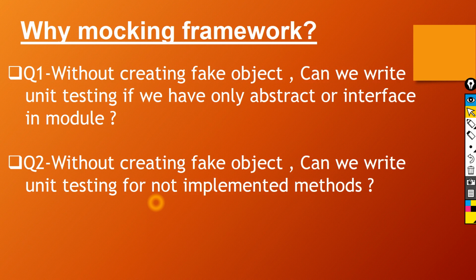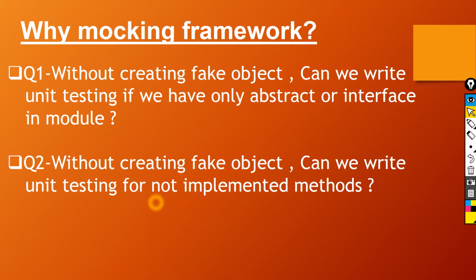Okay, so let's move to our next question. Without creating a fake object, can we write unit tests for not implemented methods? What do you think? My answer is no. We cannot write unit tests for a not implemented method. Why? Because this method always fails. So we cannot write test cases without creating a fake object.